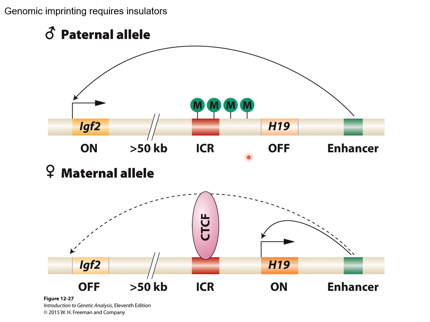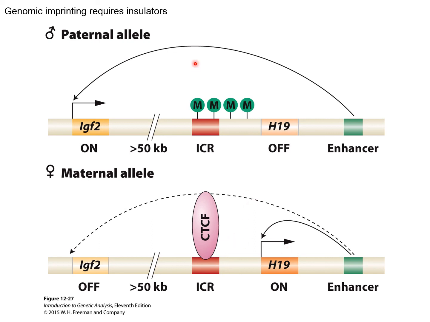Let's look at an example of this phenomenon with the IGF2 and H19 genes in mice. In mice, IGF2 is expressed only if it is inherited from its father, and H19 is transcribed only if it's inherited from its mother. Methylation of the ICR locus prevents the CTCF protein from binding. This prevention of binding to the ICR site allows the enhancer to work on the IGF2 gene, but it doesn't allow transcription machinery to get in and transcribe the H19 gene.